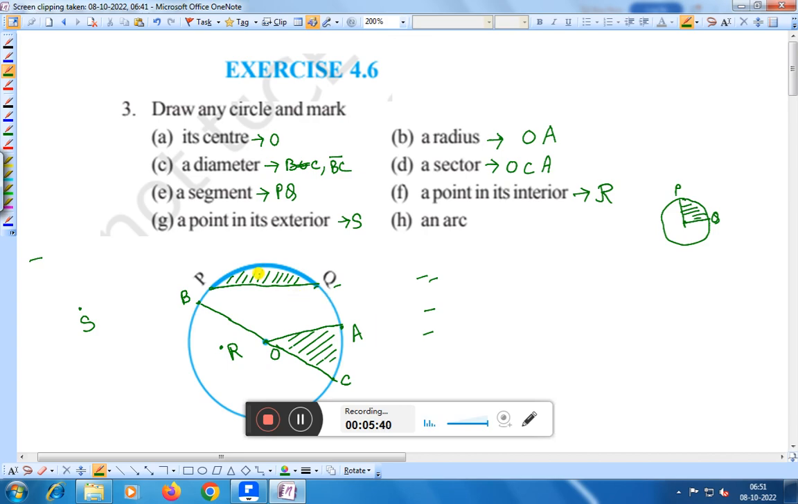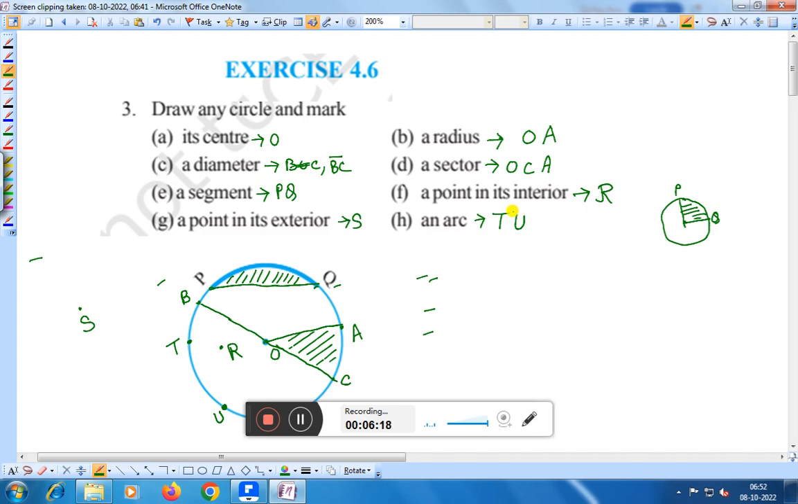An arc. Let us take an arc. Suppose we have taken two points on the circumference of the circle, this point and another point, right? Now if we name them T and U, then TU is an arc, right? Then TU is an arc.